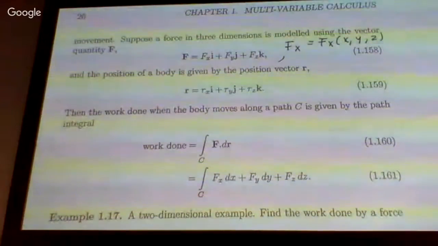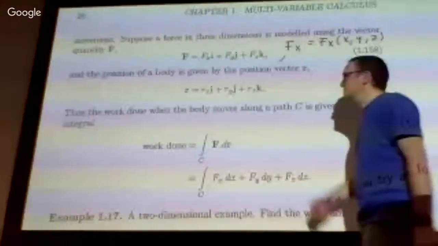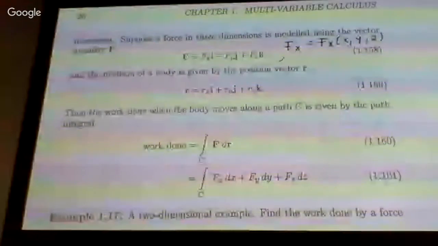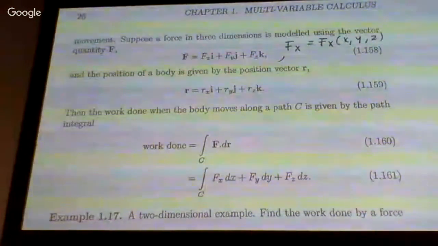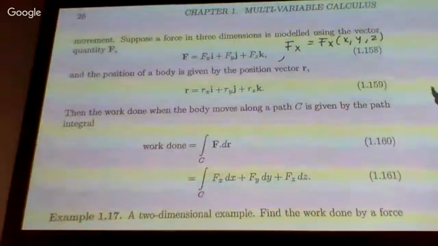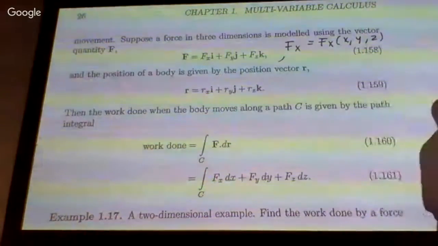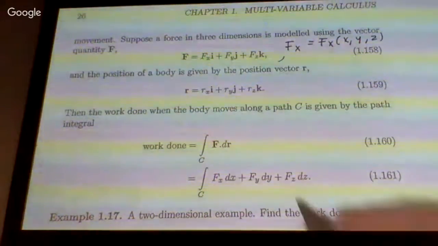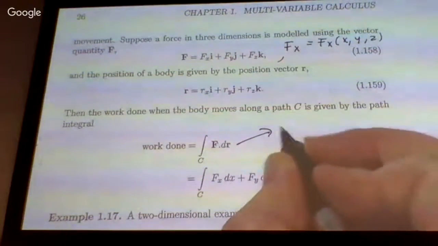The position of a body in space is given by its position, again a linear combination of i, j, and k. And this underlying physical principle of the work done being the force multiplied by the displacement, well, you see the force is changing at every point as you move. So what that translates to is the scalar dot product, the dot product of F and dr.